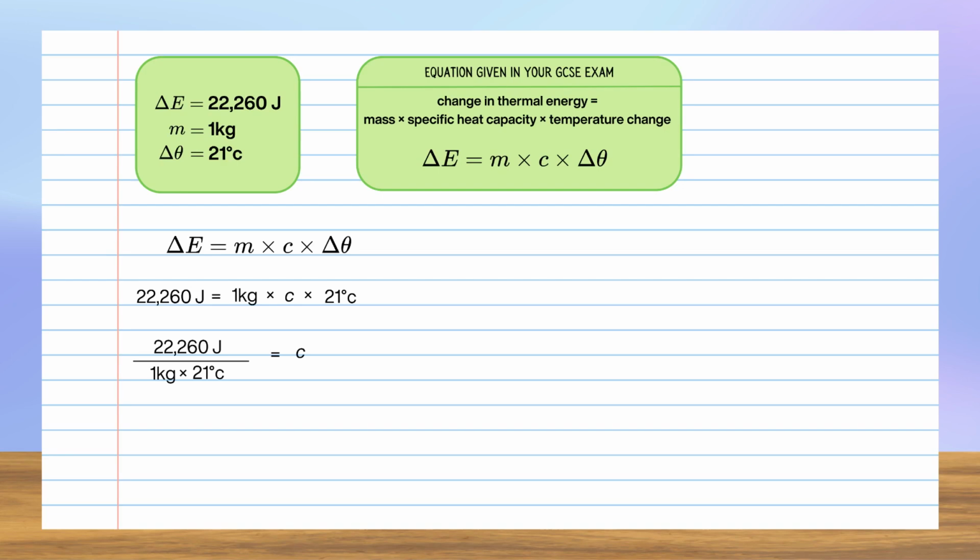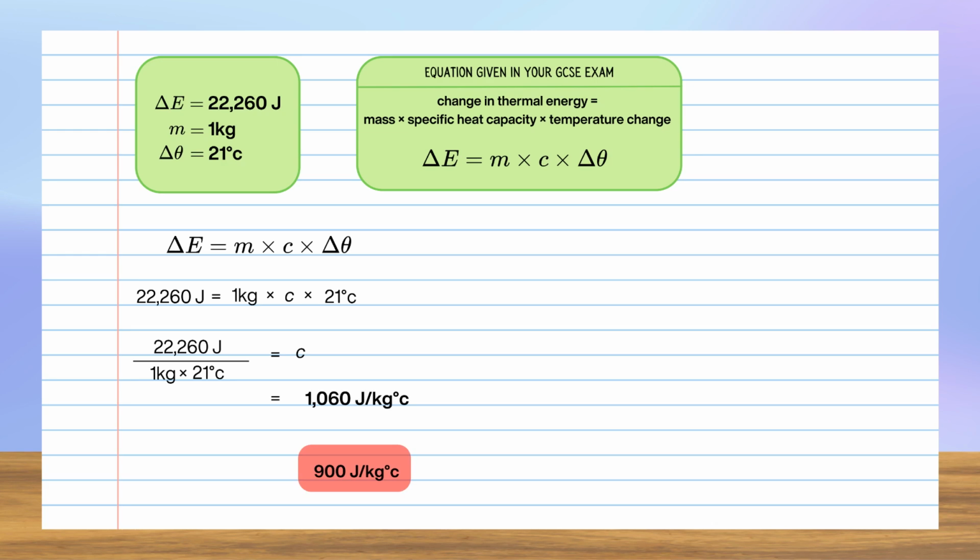This gives us 22,260 divided by 1 multiplied by 21 equals C. Overall, this gives us a specific heat capacity value of 1,060 joules per kilogram per degree Celsius. This means that our experiment found that it takes 1060 joules to increase the temperature of 1 kilogram of aluminium by 1 degree Celsius. This is actually above the specific heat capacity of aluminium, which is 900 joules per kilogram per degree Celsius. How can we explain this?